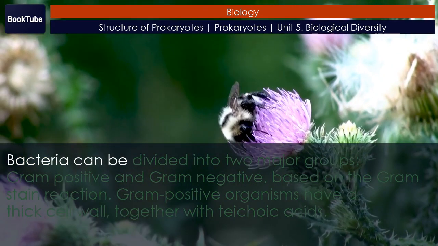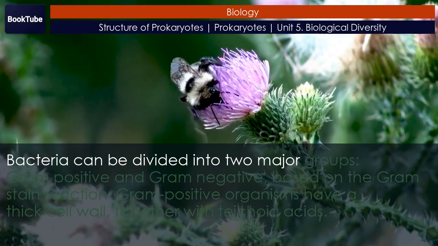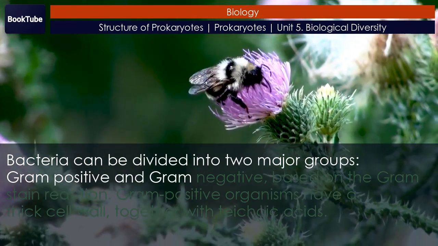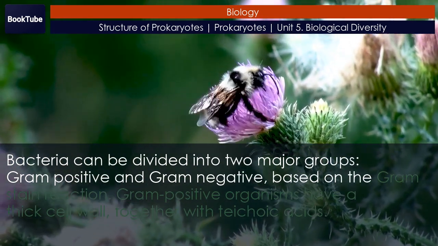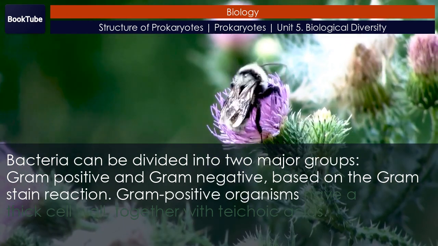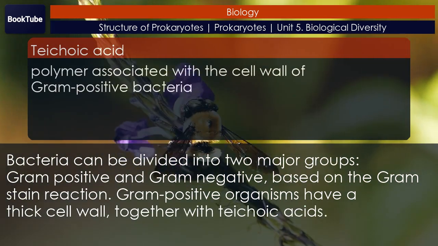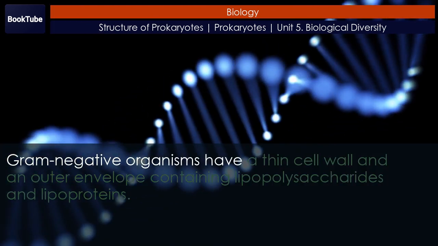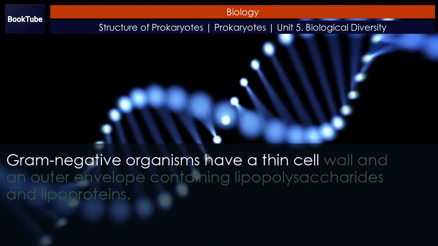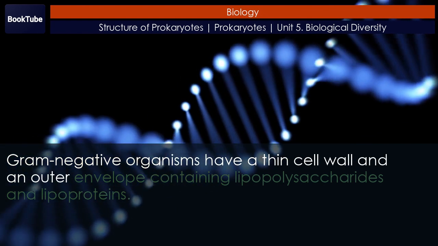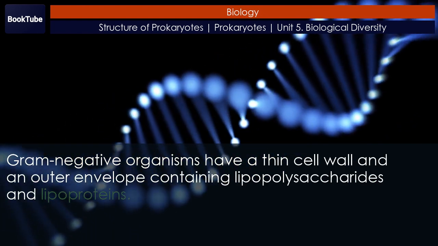Bacteria can be divided into two major groups, gram-positive and gram-negative, based on the gram-stain reaction. Gram-positive organisms have a thick cell wall, together with teichoic acids. Gram-negative organisms have a thin cell wall and an outer envelope containing lipopolysaccharides and lipoproteins.